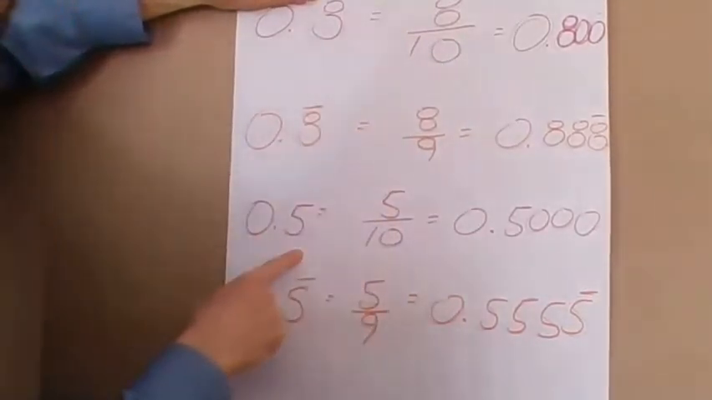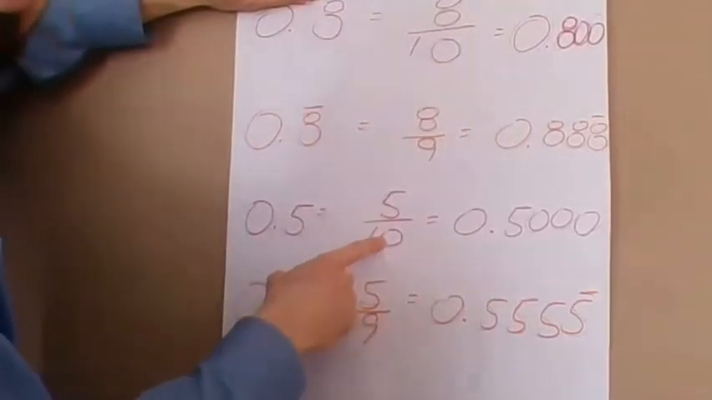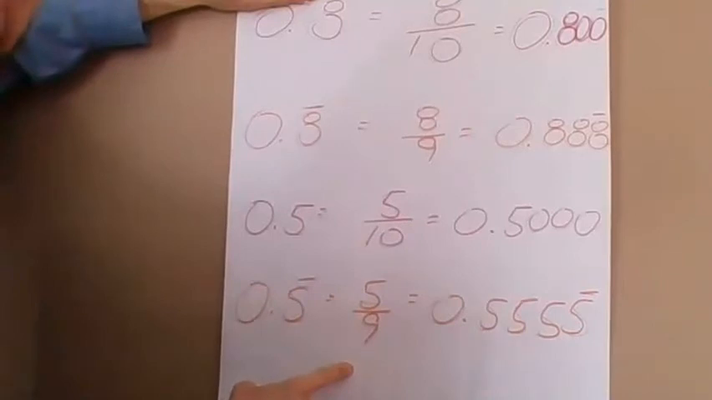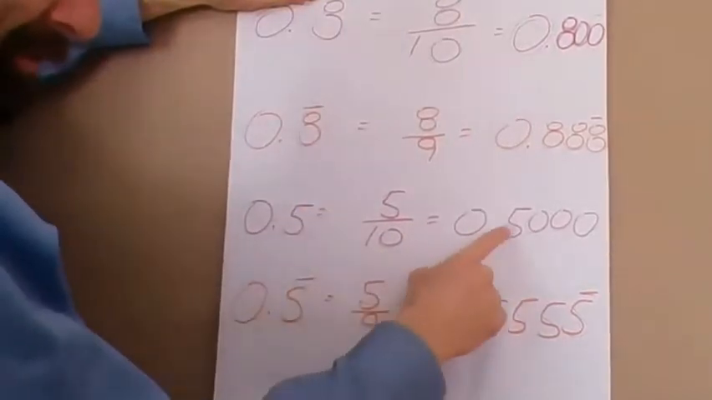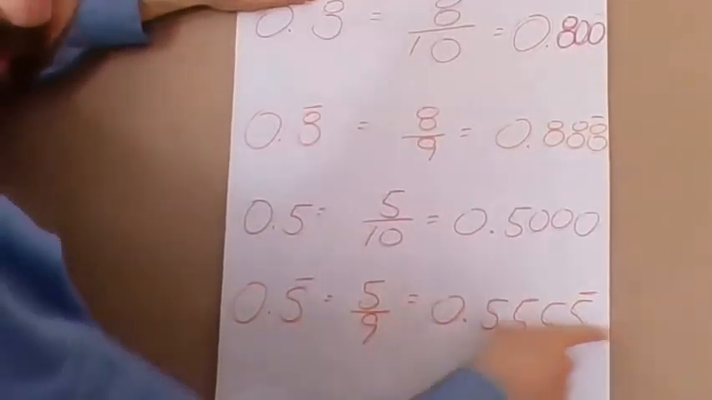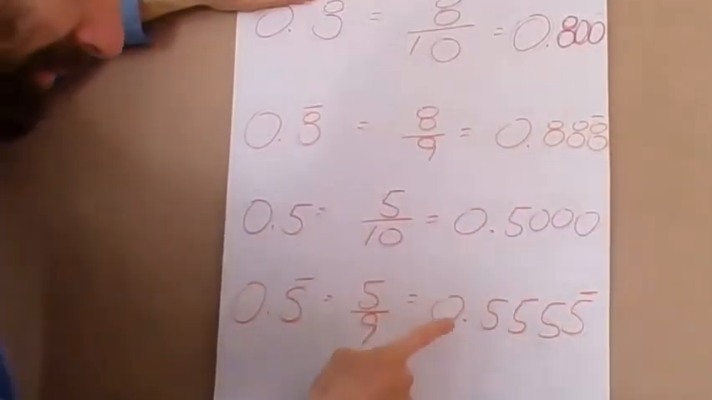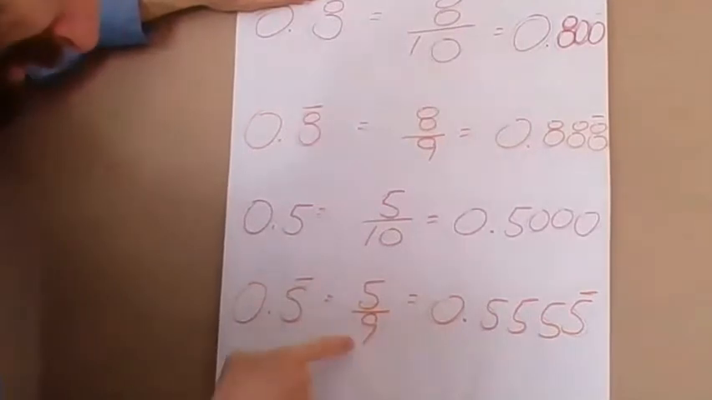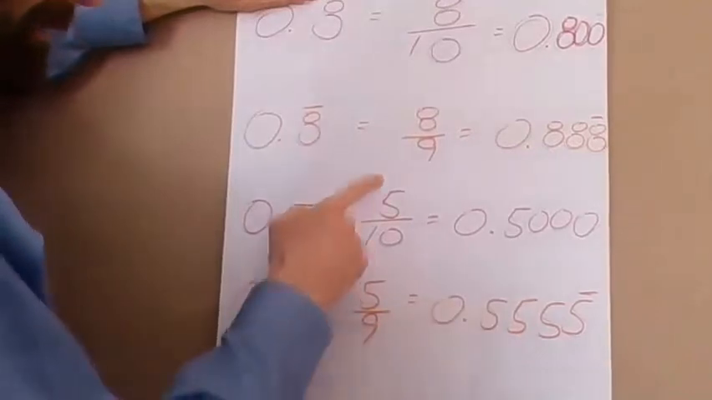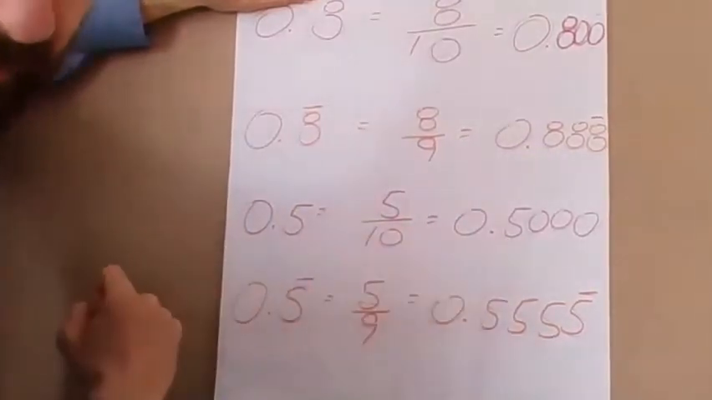If you had 0.5, we know that's 5/10. But if I have 0.5 repeating, that's going to be 5/9. Again, 5/10 means it's 0.5 and then all zeros. 5/9 means it's 0.5 and then the fives keep going. So this is a slightly bigger number, right? If I made 5 out of 9 shots, I'm shooting about 55%. If I made 5 out of 10 shots, I'm shooting about 50%.